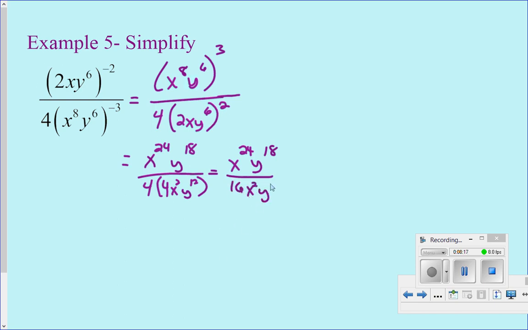And now we can't leave x's over x's and y's over y's, so the 16 stays. 24 minus 2 is 22, that's positive. And 18 minus 12 is 6, and that's positive. So I have x to the 22, y to the 6 over 16, and x and y both cannot equal 0.